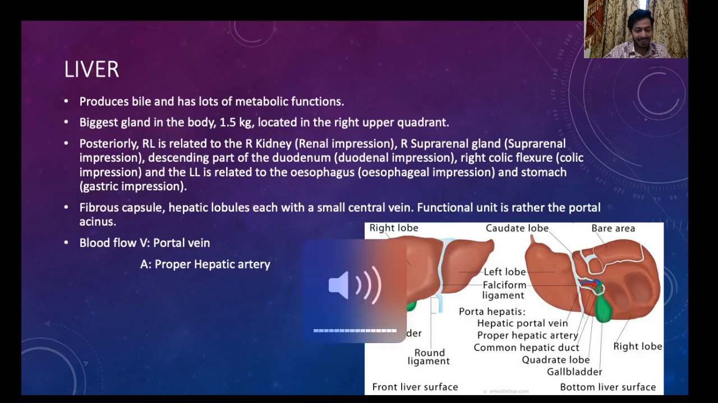Okay, so the portal vein is made up of the union between the splenic vein and the superior mesenteric vein, and yeah, it obviously leads all the way to the liver, and its arterial supply is from the proper hepatic artery, which I said is the terminal branch of the common hepatic artery, which is one of the three branches of the celiac trunk.